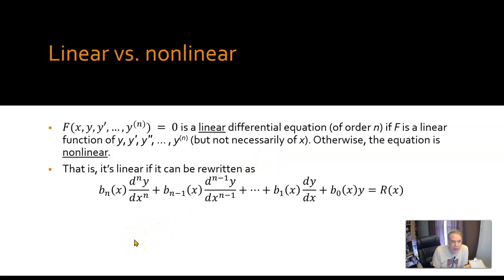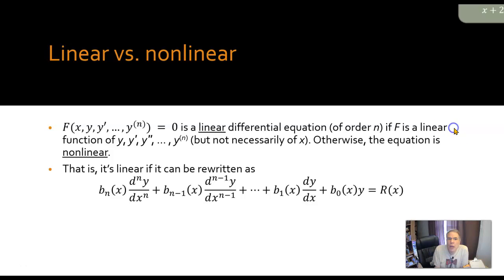And another way to put that is that it's linear if it can be rewritten in this form as some function of x times the nth derivative of y plus some function of x times the n minus first derivative of y plus, and so on down to some function of x times the first derivative of y plus some function of x times y itself equal to some other function of x. Now this looks kind of complicated. This is a concept that's a little hard to explain, but once you get the hang of it, it's pretty straightforward.